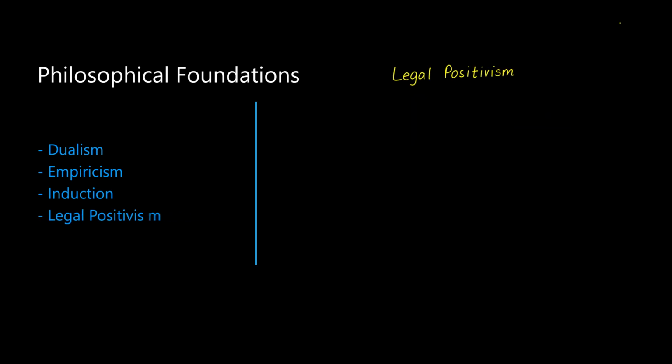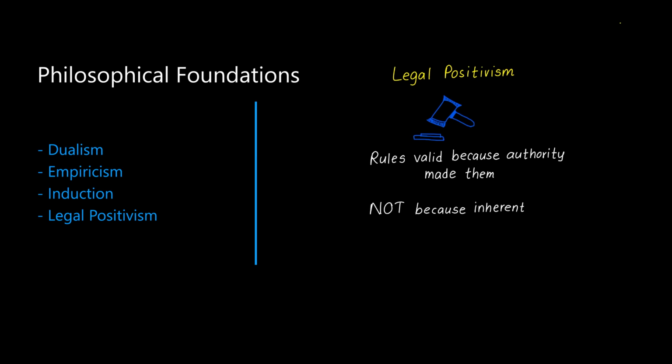Legal positivism might seem out of place in an AI course, but it matters. This is the idea that rules are valid because legitimate authority created them, not because they're inherently moral. For AI governance, this shapes how we think about regulations and who gets to decide what AI can and can't do.